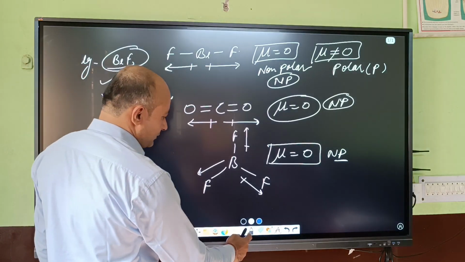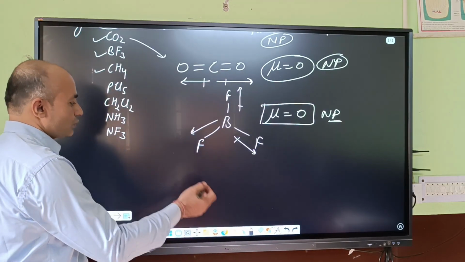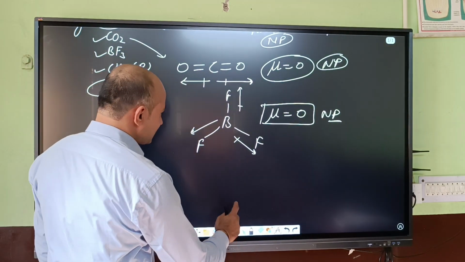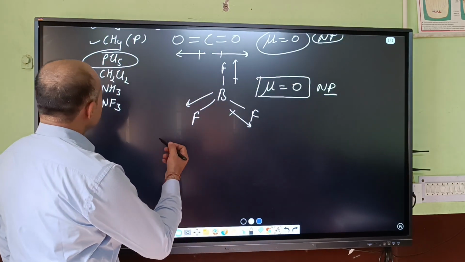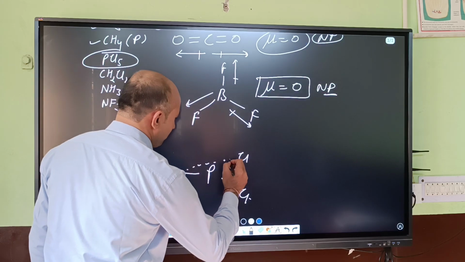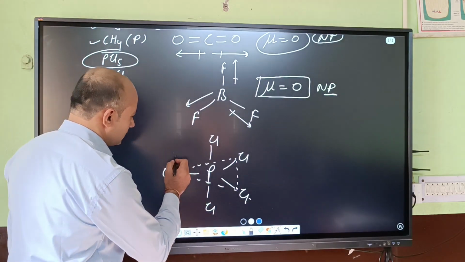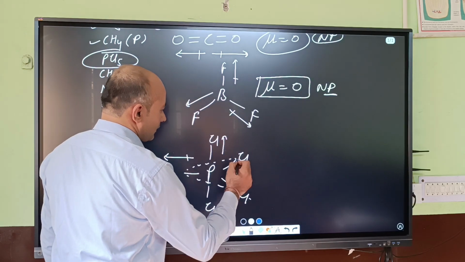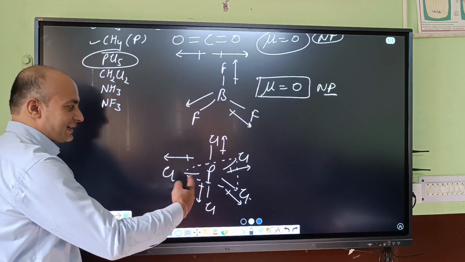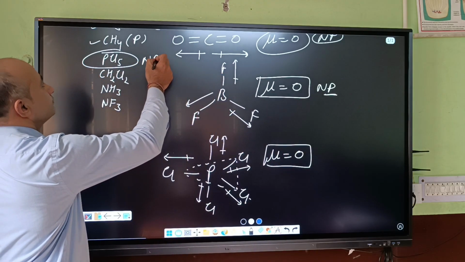Next example, CH4. Similarly, you can solve this example: a tetrahedral structure, and all the forces cancel each other out. That's why the total dipole moment will be 0, and the molecule will be non-polar, right? PCl5: first of all, draw the structure of PCl5. The Lewis structure of PCl5 has P with Cl atoms attached by single bonds, like this, right? The dipole moments are directed toward the more electronegative element, like this. The total net dipole moment cancels out, and the value of mu will be 0. That's why the molecule will be non-polar.